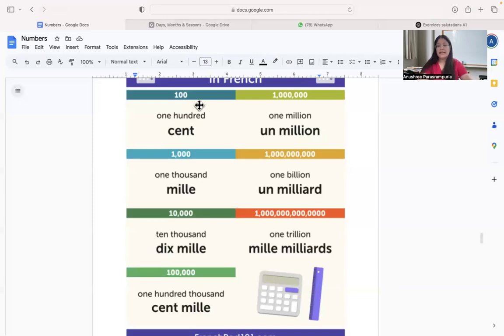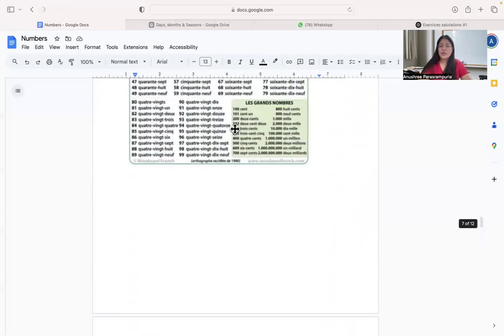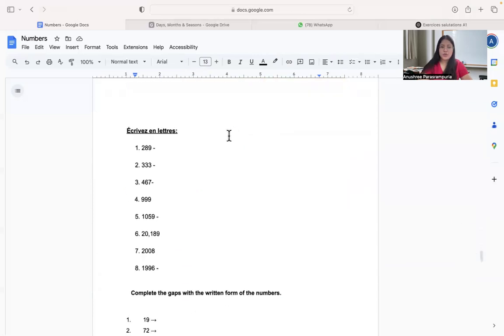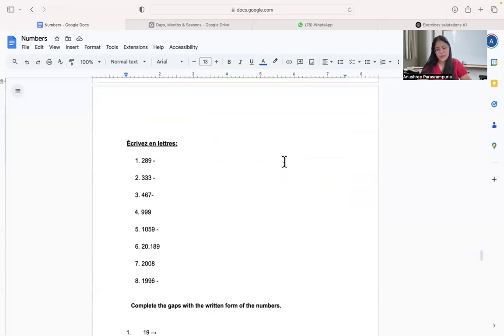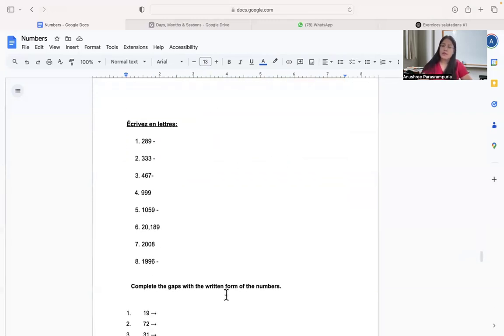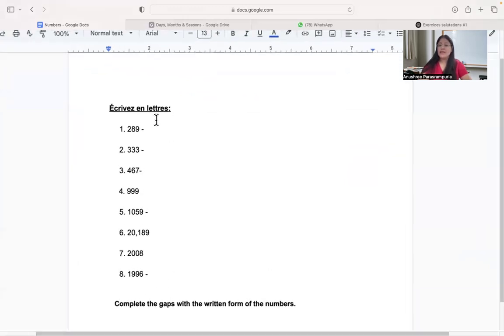Okay, let's move ahead. Now we are going to solve some exercises. I have also added some YouTube links for you in order to understand the pronunciation better, for smaller numbers and also larger numbers. We're going to be doing a couple of exercises together for you to be able to understand it better. Écrivez en lettres. What do you think we have to do here? These are numbers and we have to write them in letters.